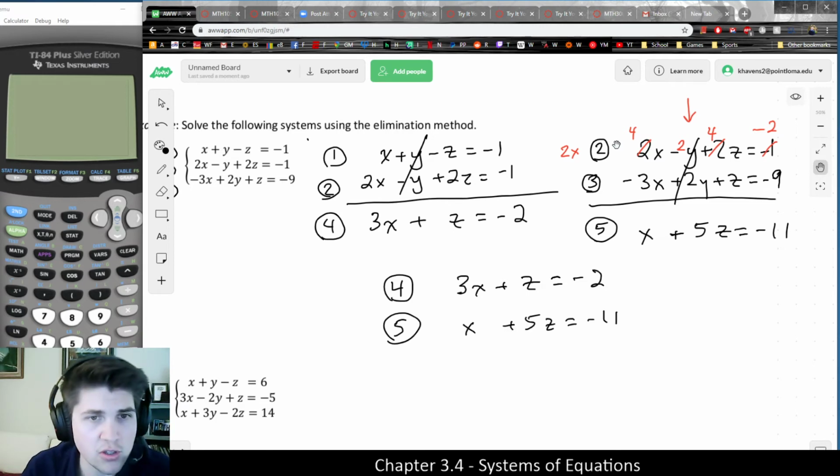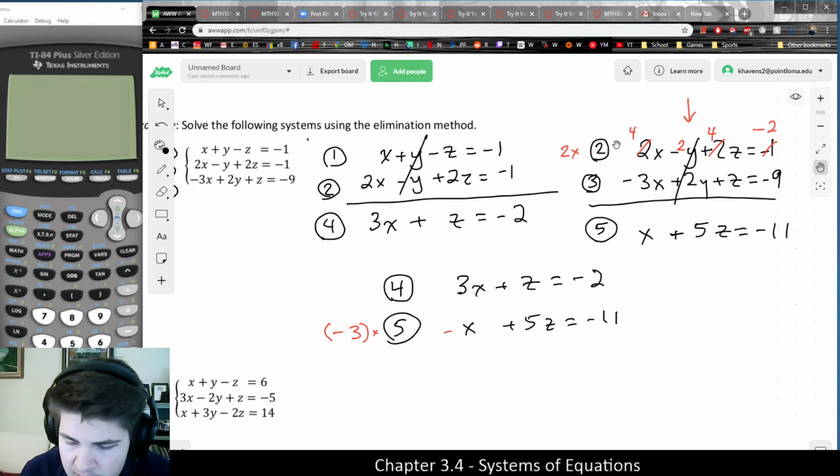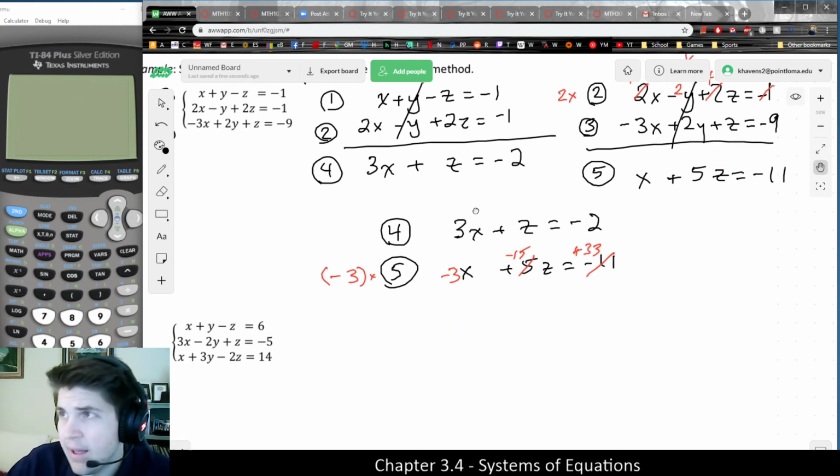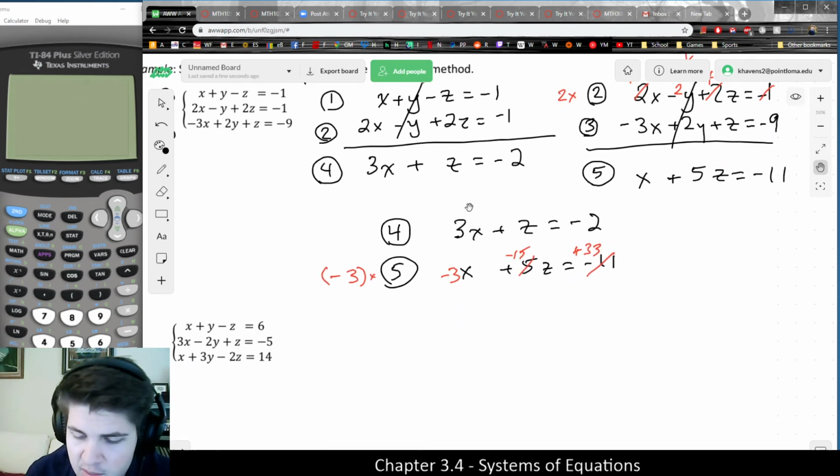In its initial setup, it's not ready for elimination because neither variable is paired. But if I multiply through the second equation by -3, that will match them all up, because this would give me -3x, this one would give me -15z, and this one would give me 33 in positive, because I multiplied through by a negative. That is ugly, but I'm just going to leave it. Okay, and now this pair of equations is ready to eliminate.